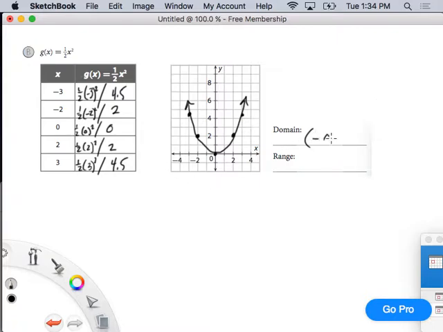Negative infinity to positive infinity. That's right. Left to right. It goes on forever. Remember, domain is left to right. So all the way over, all the way over. Negative infinity, positive infinity.